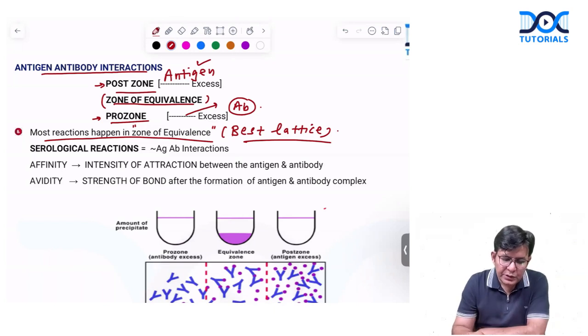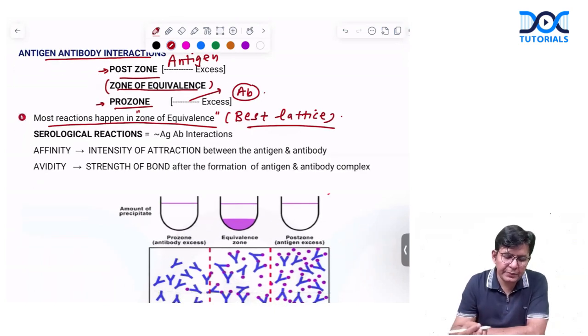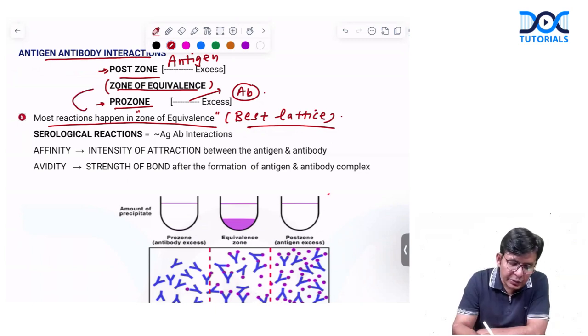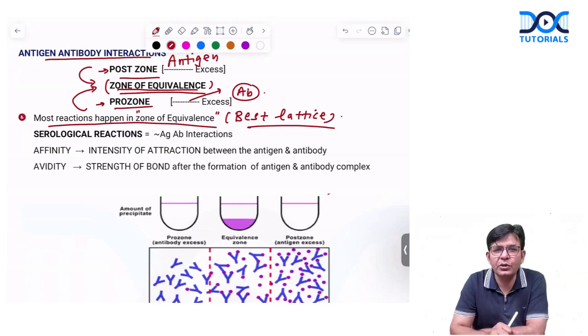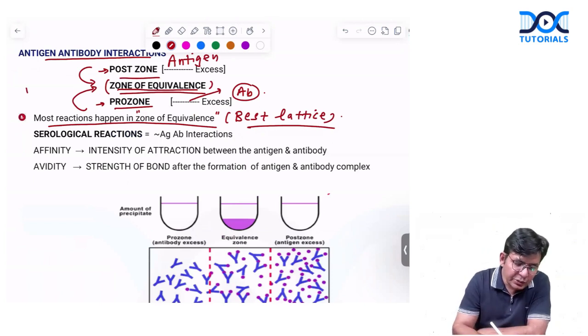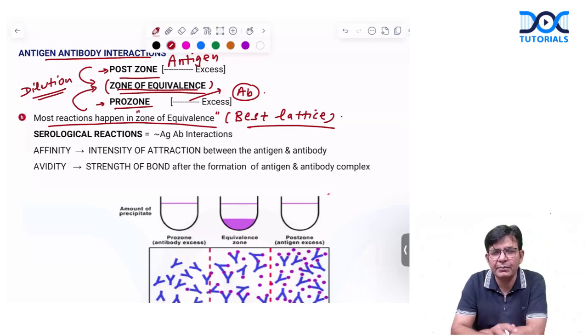Okay, so whenever this type of situation happens, that something is in the prozone and post zone area, you need to change them into which particular zone, that is termed as zone of equivalence. Okay, how will you change? You will do the dilution. Okay, what will you do, guys? Dilution. And when you dilute the sample with normal saline, what will happen? This zone of equivalence will be achieved.